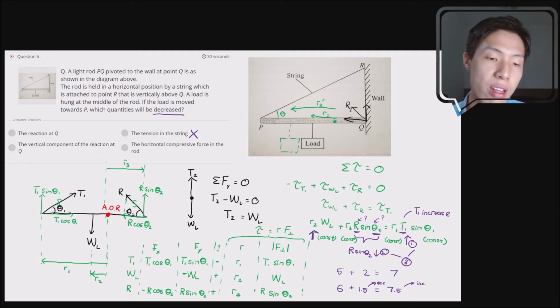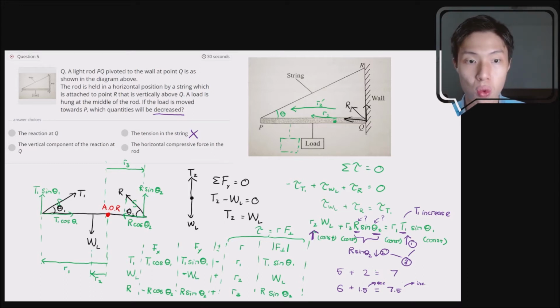So what will happen is the only thing that is possible to decrease here will be R sine theta 2. What will be decreasing here will be R sine theta 2, which is the vertical component of the reaction force.